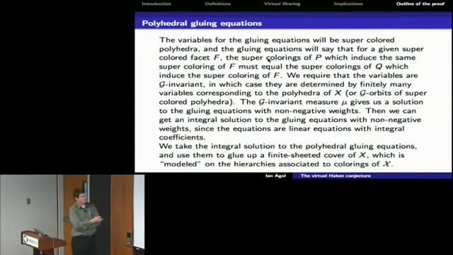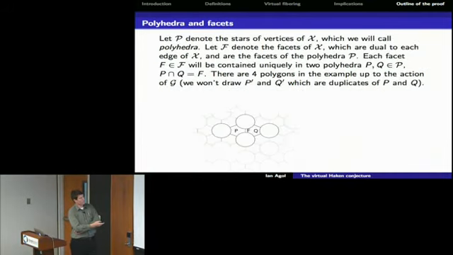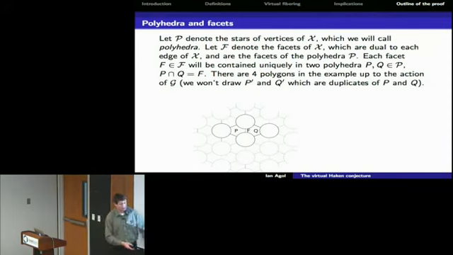So the gluing equations are, you have supercolored polyhedra. I described the supercolorings. And the gluing equations will say that for a given supercolored facet, the supercolorings of the polyhedra P, which induce the same supercoloring of F, must equal the supercolorings of Q, which induce the same supercoloring of F. So remember, we have these 2 polyhedra, P and Q. Now we take the supercolored polyhedra. It's just some copies of P and Q, but now with all this extra combinatorial data attached. And we have the supercolored face F.